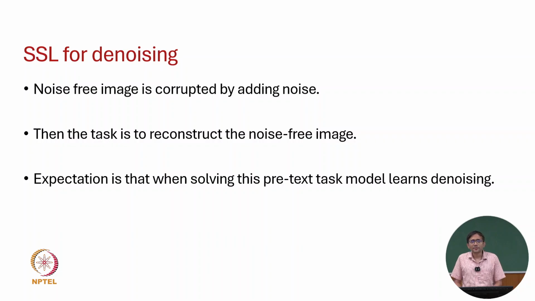One straightforward approach is to use self-supervised learning in this context. Let's say we are given noise-free images. What we can do is that we can easily corrupt those images by adding noise. And then the task would become to reconstruct a noise-free image. Expectation is that in solving this particular pretext task, the model learns denoising.